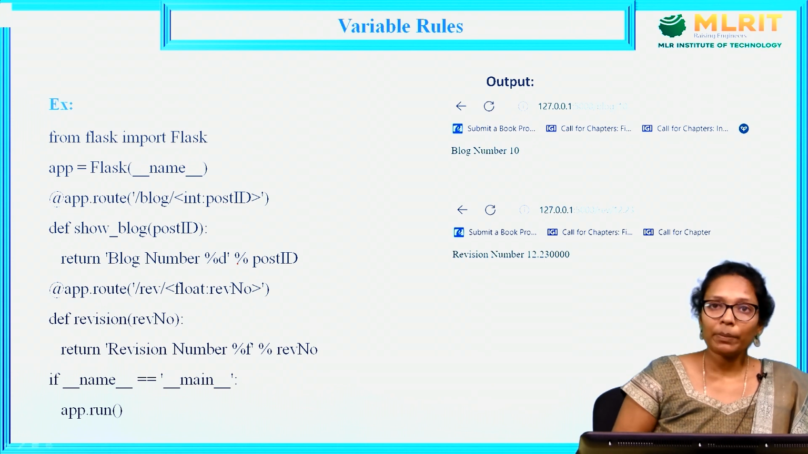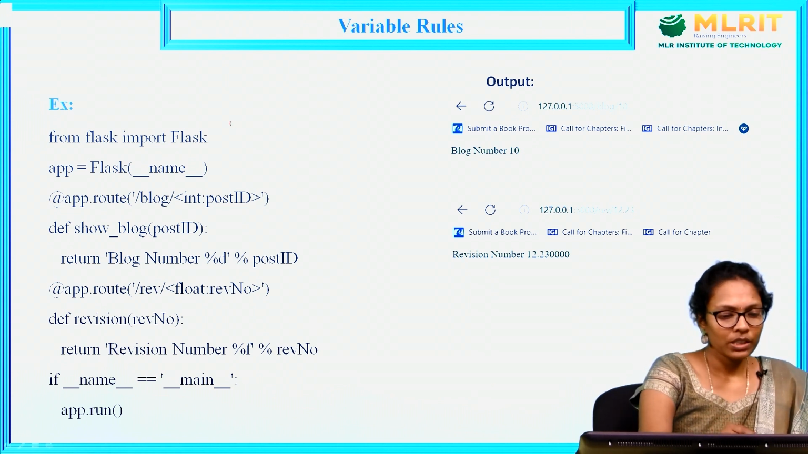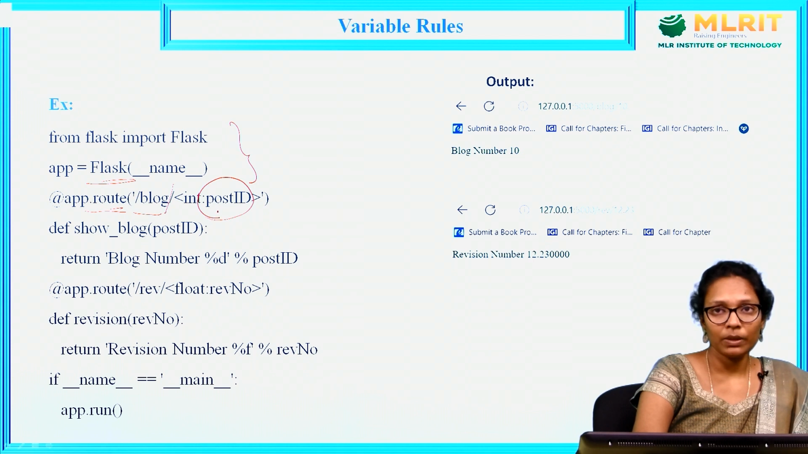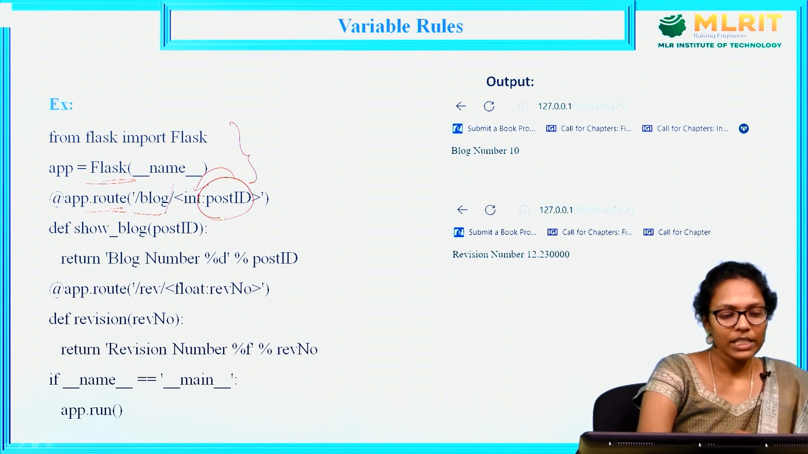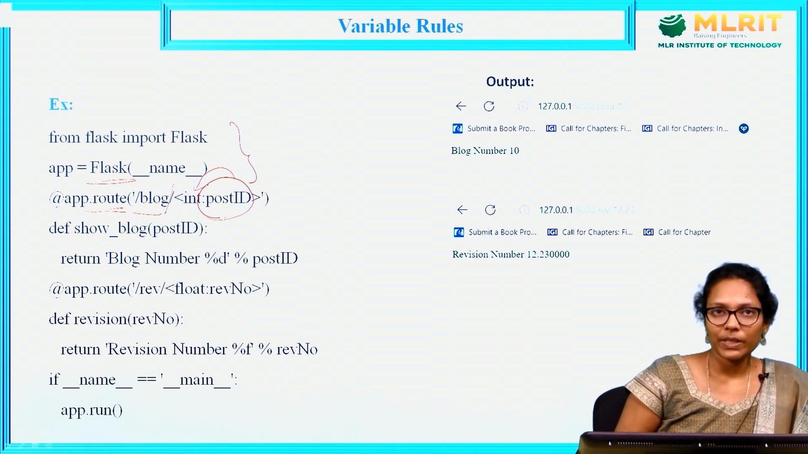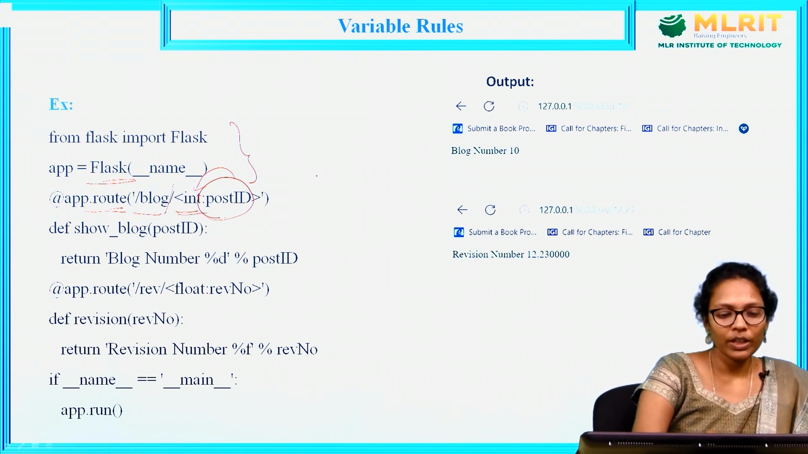In this example, we are using both integer and float. Till now we know we are creating an object for the Flask class. Here I'm setting the route. What route am I setting? /blog, and after /blog again a slash, and here I'm giving a variable post_id. The variable name is post_id, but the type is integer here. In the previous example, we didn't specify the data type because string is the default data type. But here it is integer, so you need to specify int: followed by the variable name. If I specify it like that, the variable will be considered as of type integer.